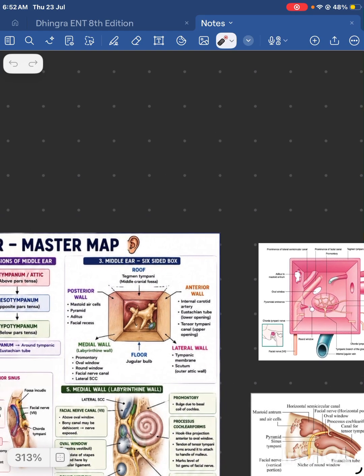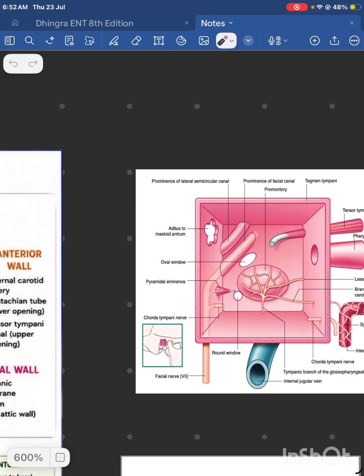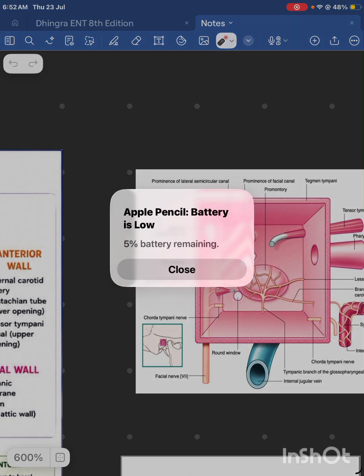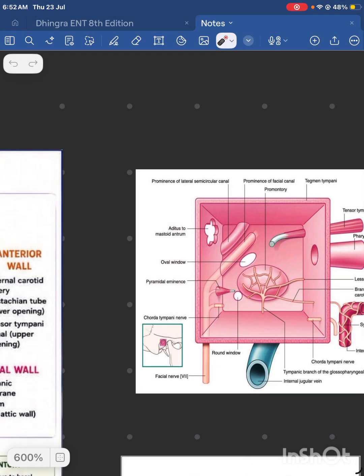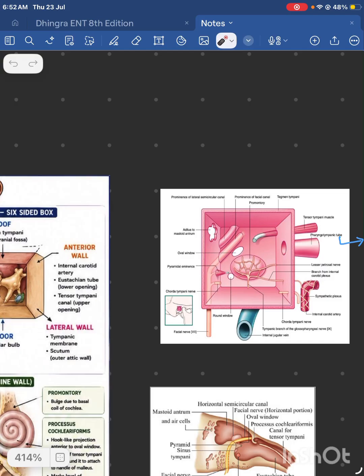One more thing you're finding is known as the facial nerve canal. This is the facial nerve canal, and just above it you're finding the prominence of the lateral semicircular canal. Horizontal, you can say, but the lateral semicircular canal is also present here, just above your facial nerve canal. So these are the three things that you're finding.